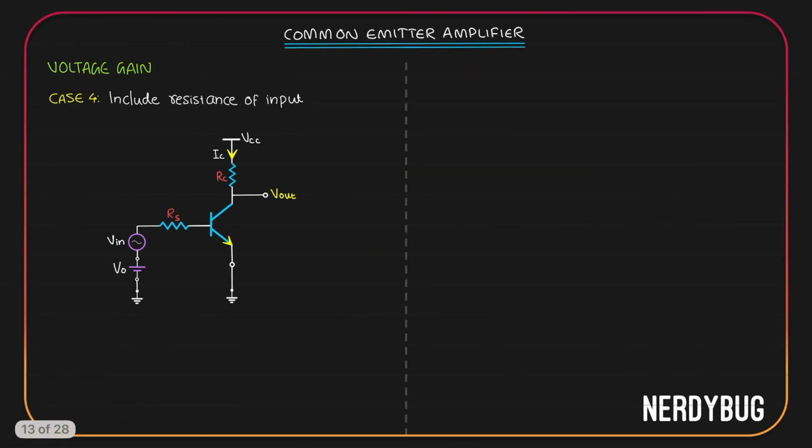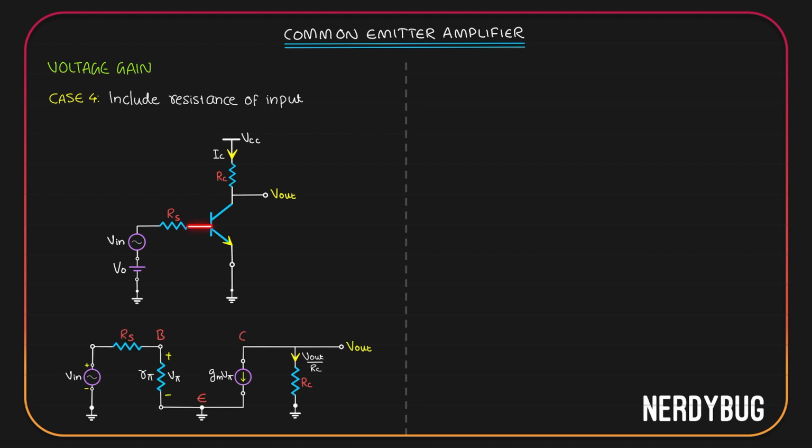Let's go to the next case. Here I am going to include the resistance of the input. I have the input over here. I am connecting a resistance Rs in series to it. I have taken S for source. It is the resistance of the input source. How will this change our small signal model? Well, it will look like this.